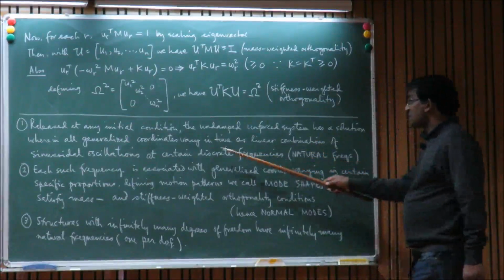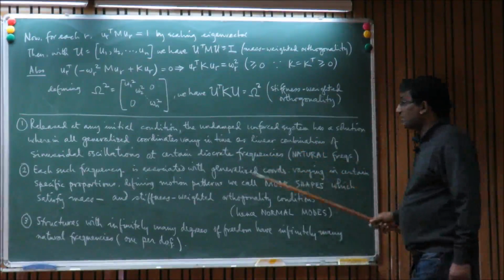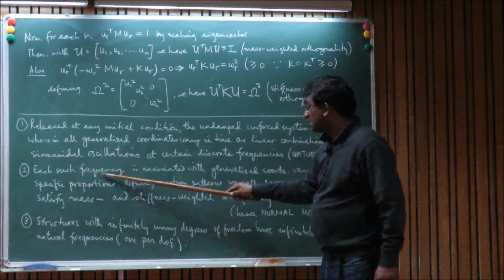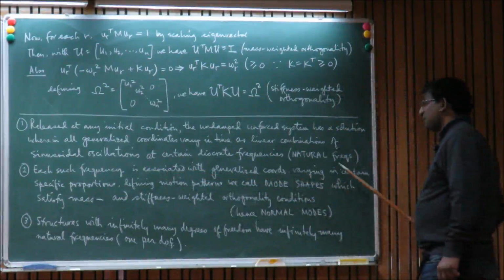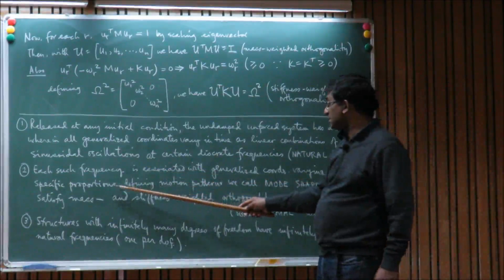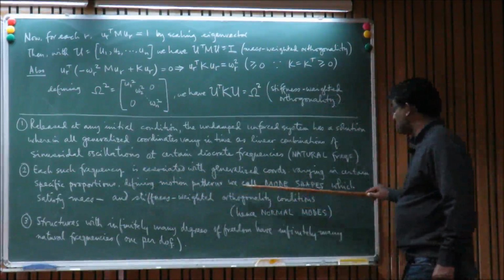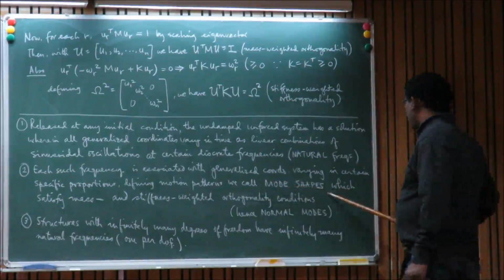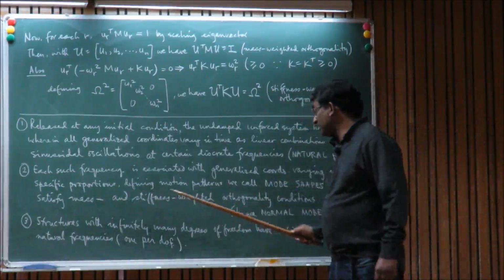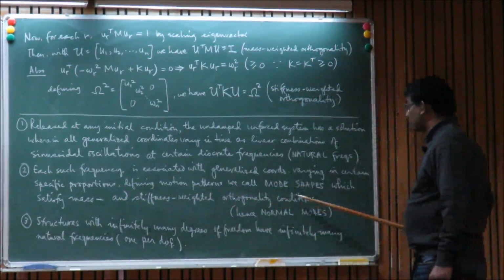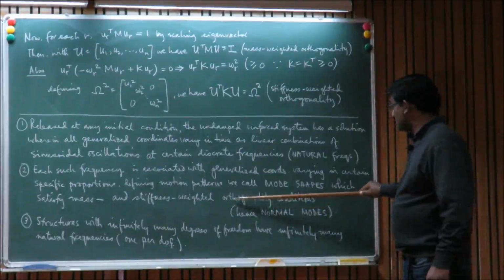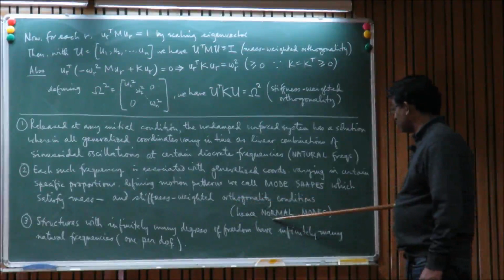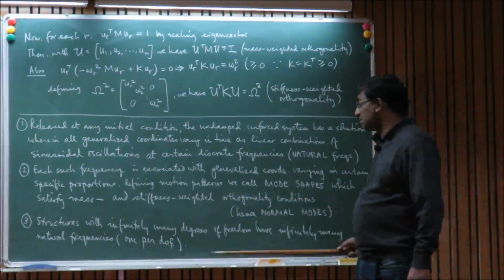These discrete frequencies are called natural frequencies. Each such frequency is associated with generalized coordinates varying in certain specific proportions, defining motion patterns which we call mode shapes, and these mode shapes satisfy mass weighted and stiffness weighted orthogonality conditions. Normal and orthogonal are the same. So because they satisfy orthogonality conditions, these mode shapes are called normal modes.